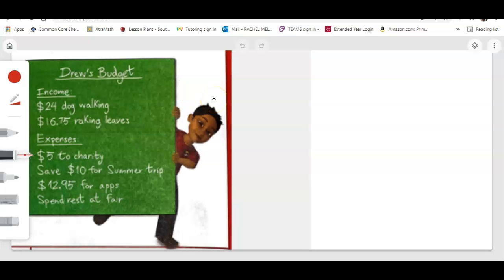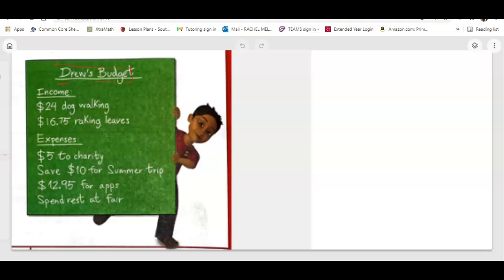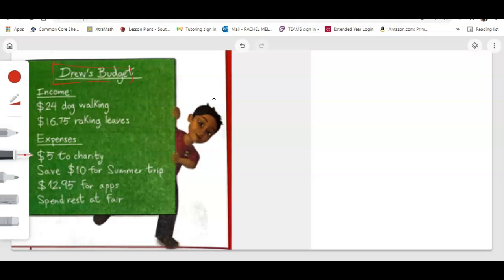So here we have Drew's budget. Drew has income and expenses. Remember, your income is money that's coming into your account, and we add that. That is our deposits. Remember our balance sheets from last week? Income is our deposits. Expenses are our debits. So to balance our budget, we first figure out what our income is.